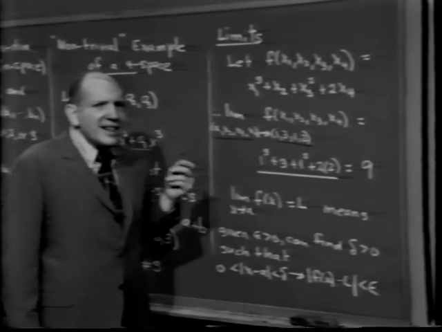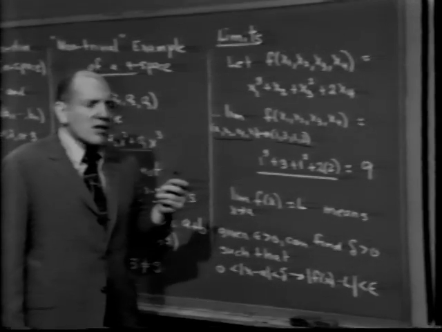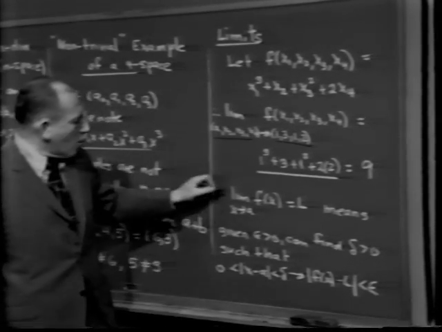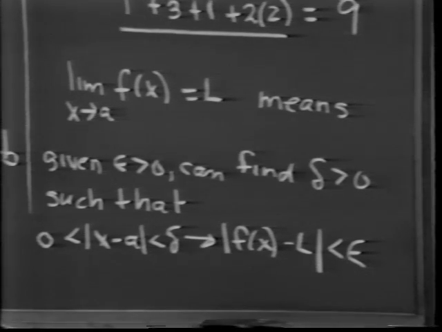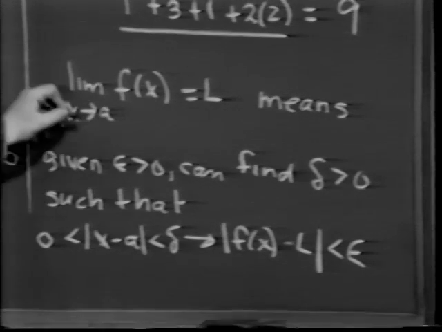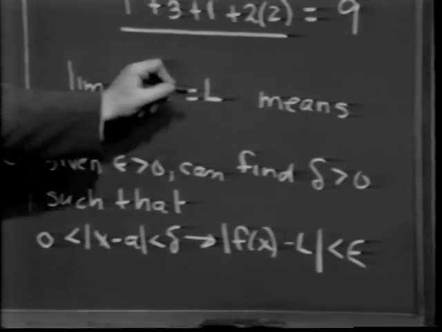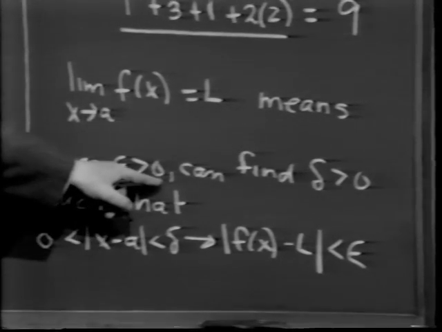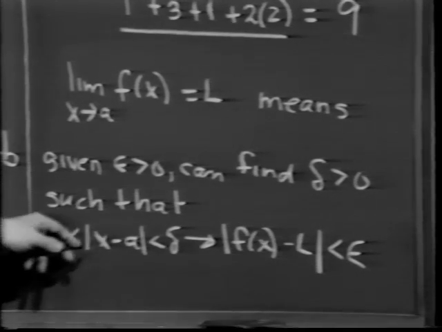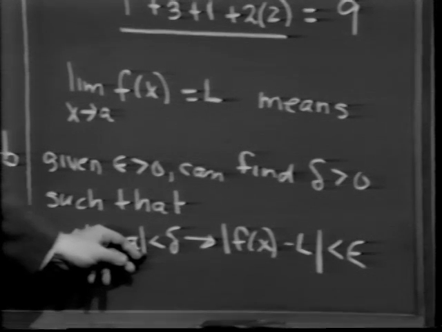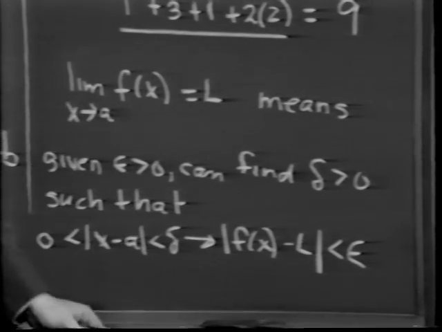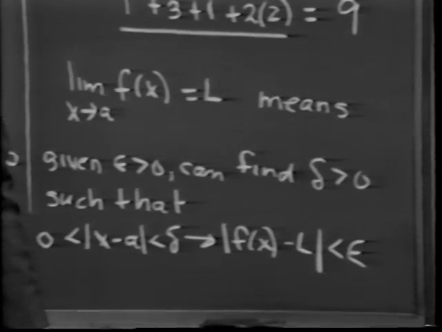But the insight that modern math gave us was that we can now go back to our traditional definition of limit. Remember, what was our old structural definition of limit way back from the first time we had it? The limit of f of x as x approaches a equals L means given epsilon greater than 0, we can find delta greater than 0 such that whenever the absolute value of x minus a is greater than 0 but less than delta, the absolute value of f of x minus L is less than epsilon.